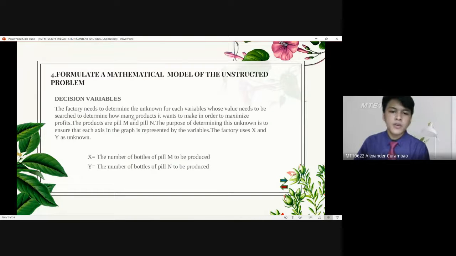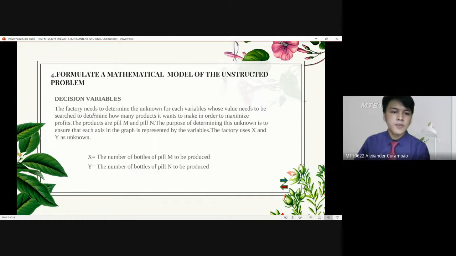determine how many products it wants to make in order to maximize profits. The products are pill M and pill N. The purpose of determining this unknown is to ensure that each axis in the graph is represented by the variables that the factory uses, X and Y, as the unknowns. Okay, why do we need to find this variable?